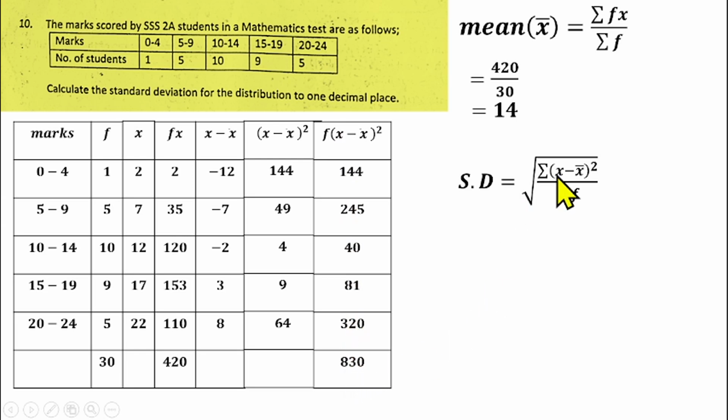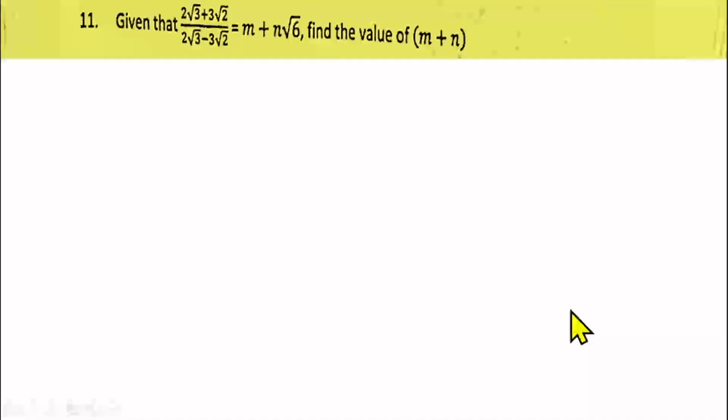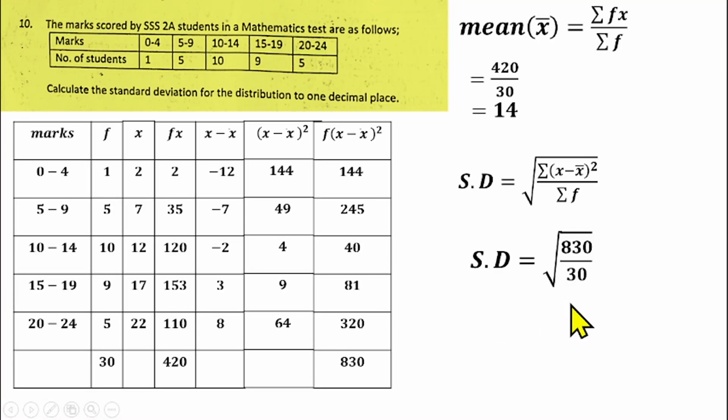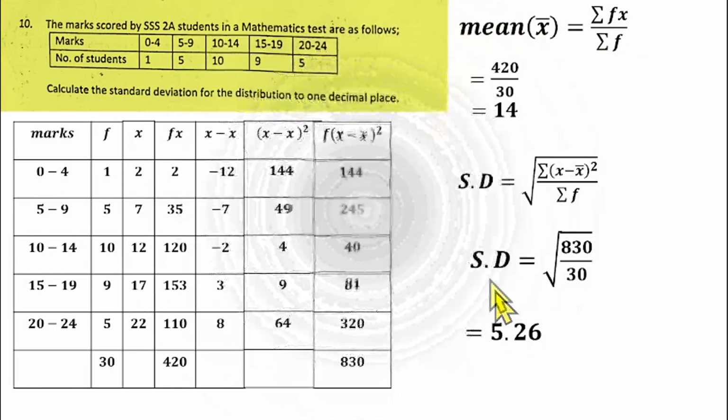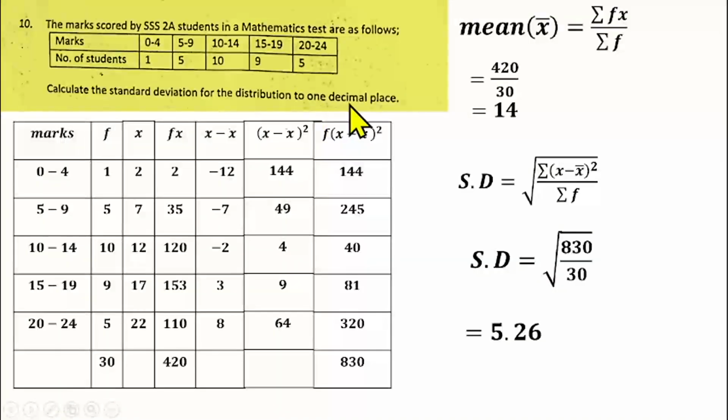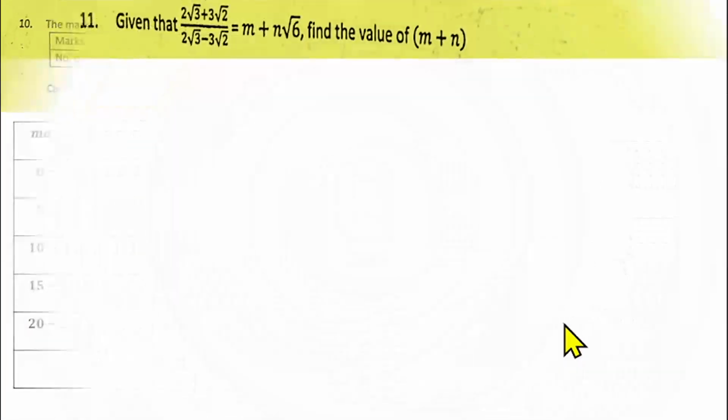Then you now return that into this formula. Standard deviation will be the square root of 830 over 30, which if you simplify, will give us 5.26. Let's go back. We have to take it to 1 decimal place. That should give us 5.3 to 1 decimal place. I forgot that the question says you should take it to 1 decimal place. That would be 5.3.